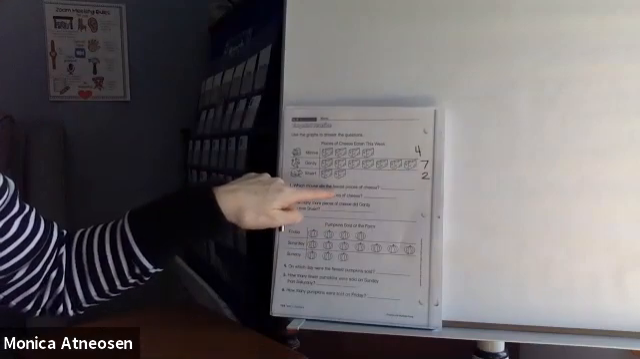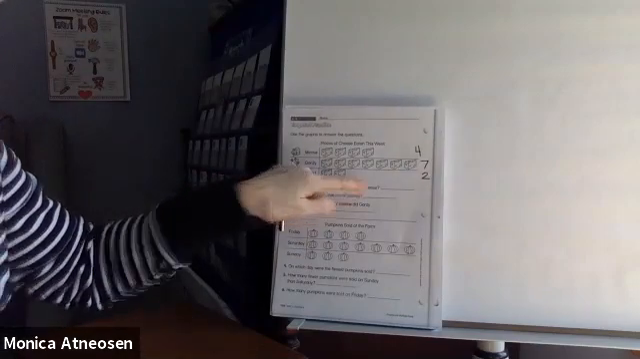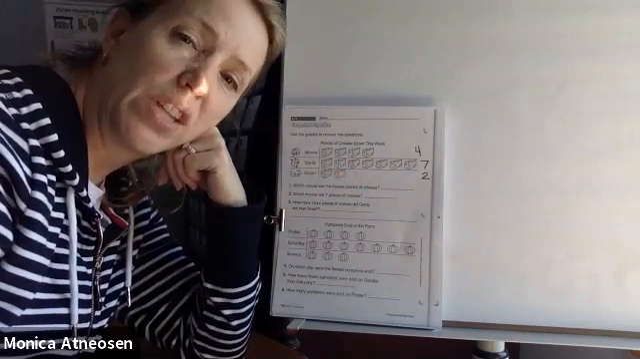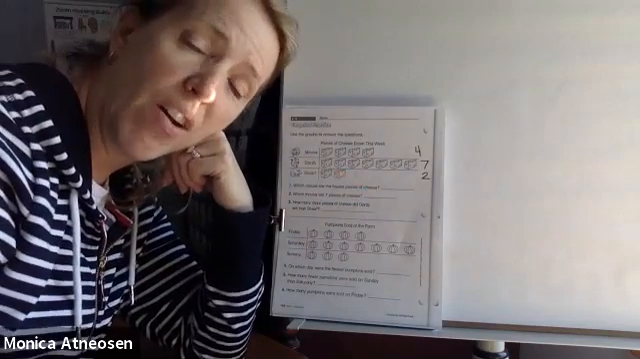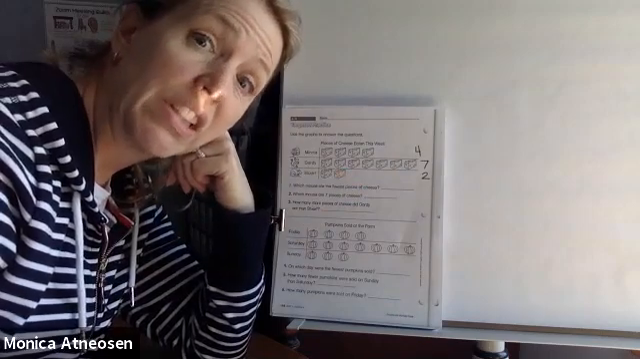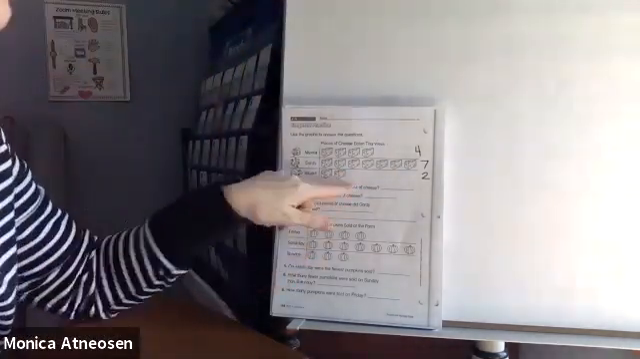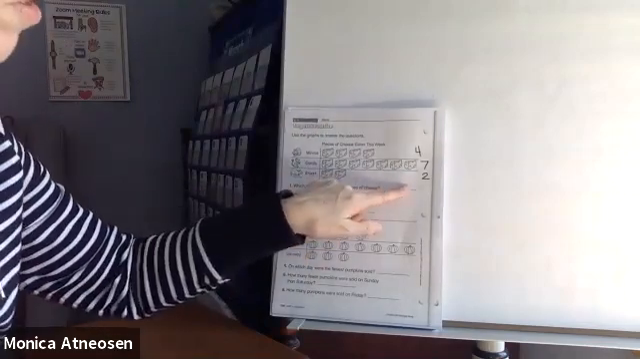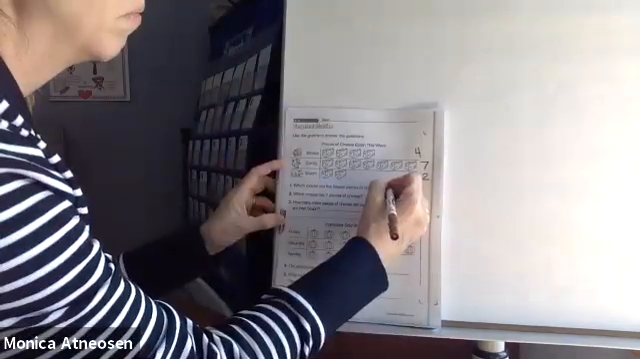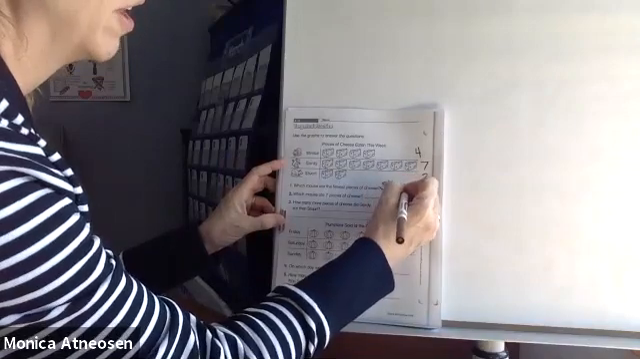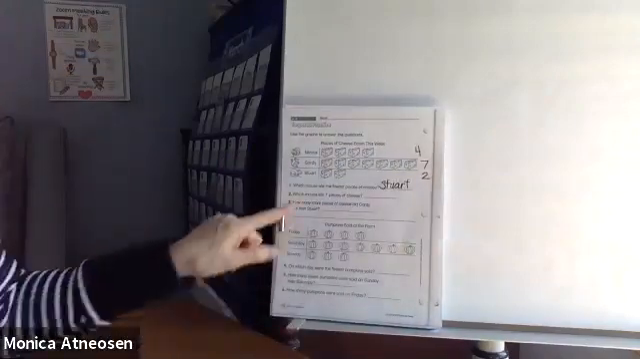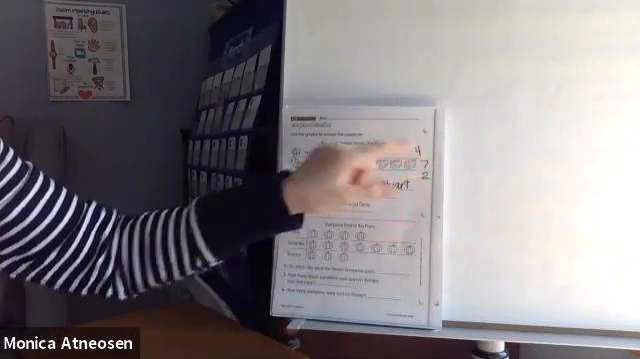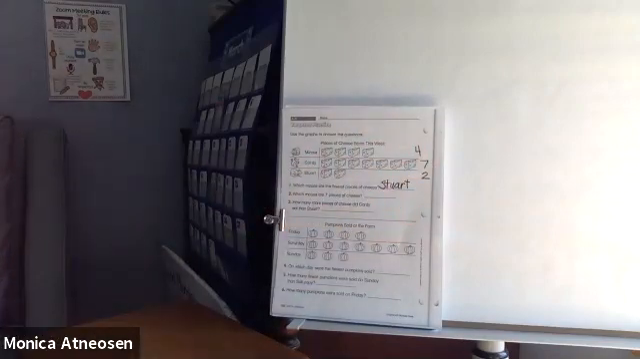Which mouse ate the fewest pieces of cheese? You know what? Fewest means the same as fewer, and that also means the same as least. Who did not eat very many? So then you would write in Stuart. His name would go right here for that answer. Which mouse ate 7 pieces of cheese? Well, now you can look right up here and then write Gordy's name.